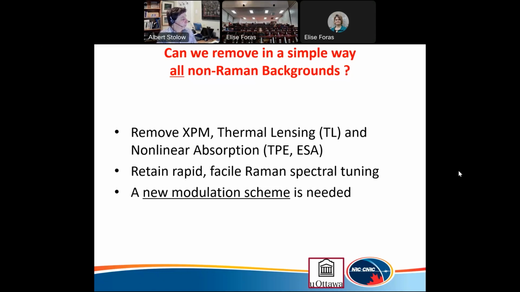So in other words, we need to develop a new type of modulation scheme that removes these backgrounds, all the non-Raman terms, but keeps the Raman term. Can we come up with an idea that will allow us to do that? A new kind of modulation, not amplitude modulation, not polarization modulation.